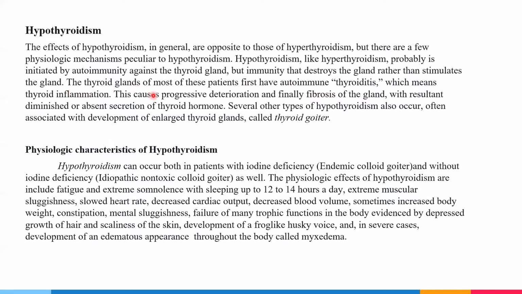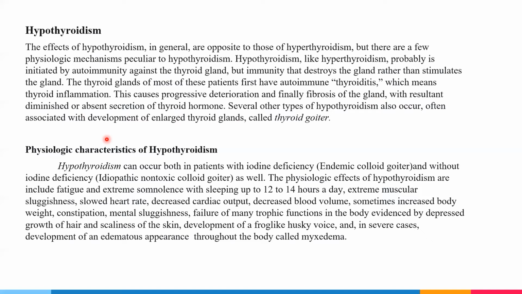Thyroid glands of most of these patients first have autoimmune thyroiditis, which means inflammation of the thyroid. This causes progressive deterioration and finally fibrosis of the gland with resultant diminished or absent secretion of thyroid hormone. Several other types of hypothyroidism also occur, often associated with development of enlarged thyroid glands called thyroid goiter.